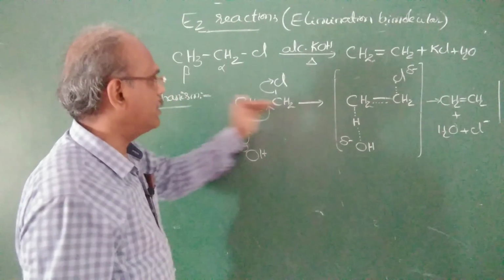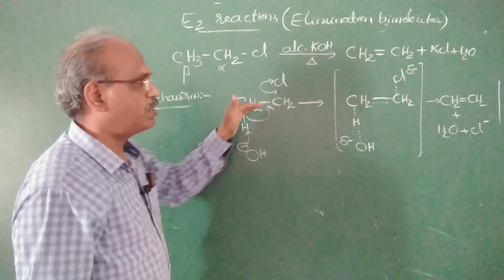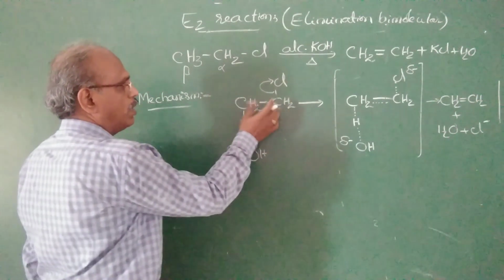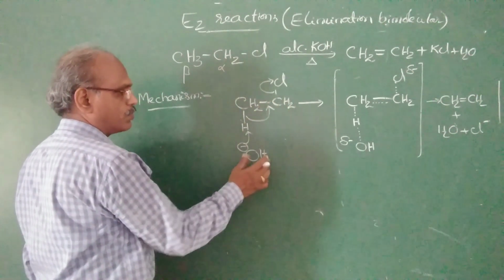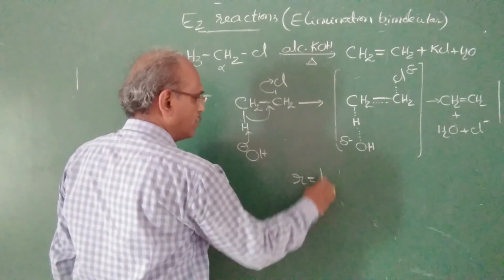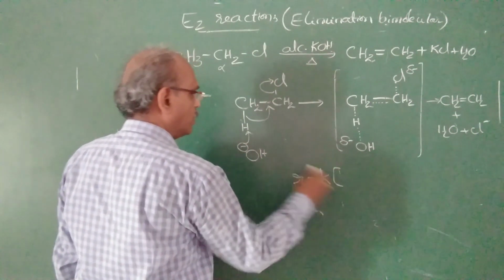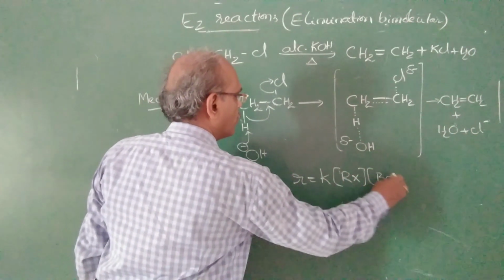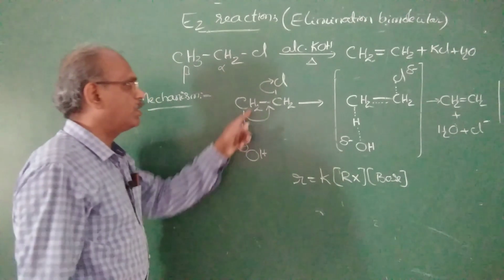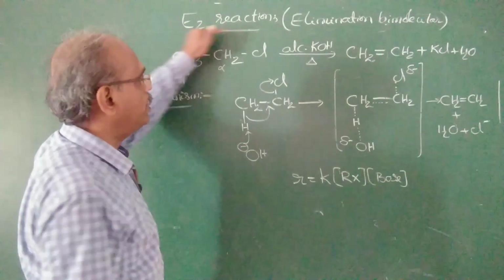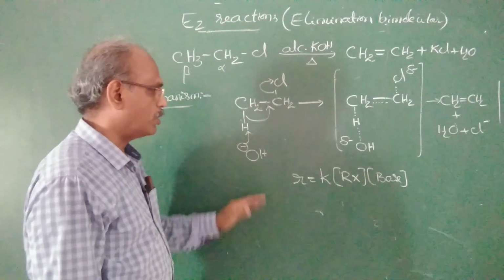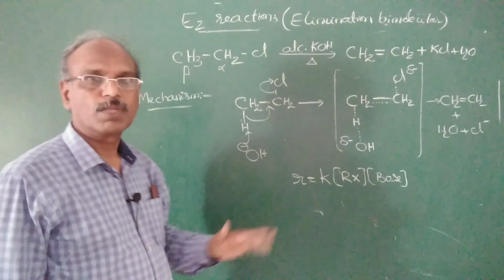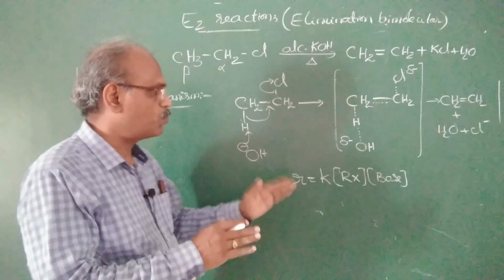See, this is a single step process. So this step itself is the rate determining step. It is involving alkyl halide plus base. So rate R is equal to k into concentration of alkyl halide into concentration of base. So two molecules are involved. That's why it is a bimolecular reaction, and the rate depends on the concentrations of these two. Okay, this is the basic explanation.